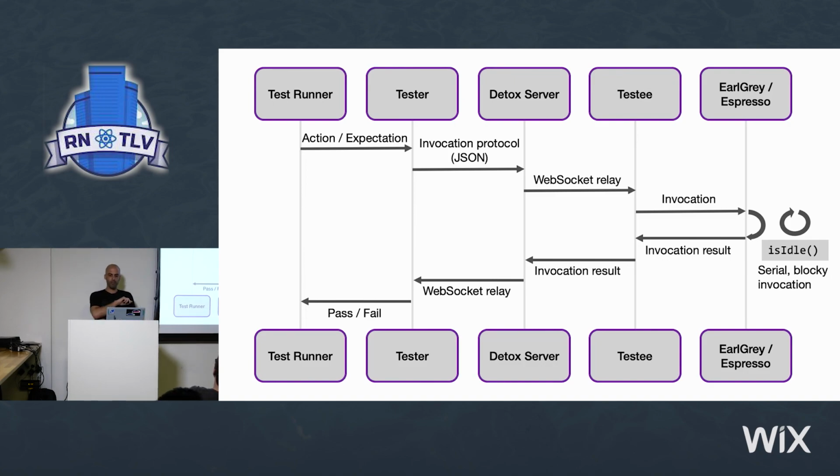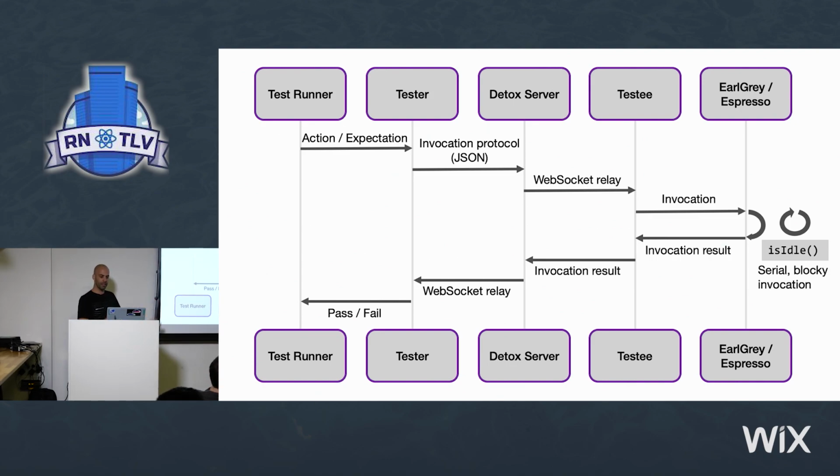Let's take a look at the high-level diagram of Detox, with a few examples, to try to understand how Detox actually works. So on the test runner, we run an action or an expectation and just await on a promise. And then on the tester, the expectation is being serialized into that nested invocation JSON that we saw. And the server is actually nothing. It just relays messages between those two WebSocket clients, which are the test runner and the device.